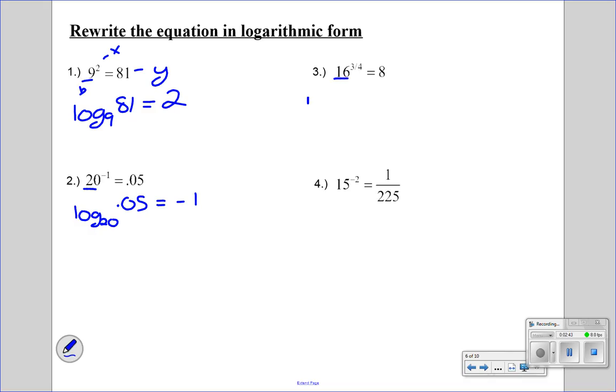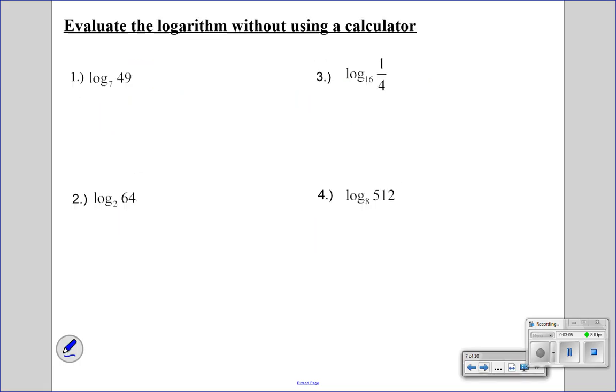Alright, our base is 16, so log base 16 of our y, which is 8, equals 3/4, our x value. And once again, right here, our base is 15, so log base 15 of our y, which is 1 over 225, equals -2, our x value.